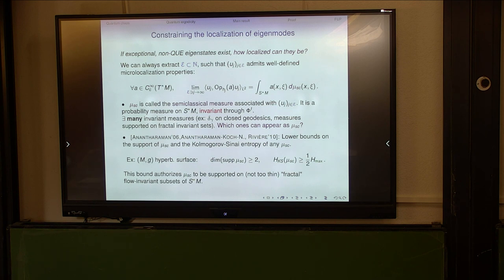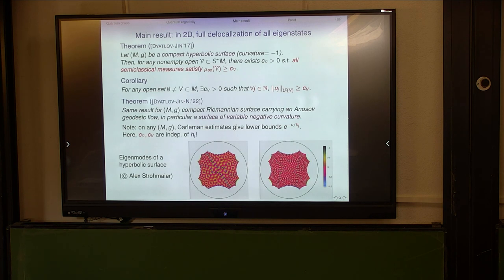Okay, so that's the result, and the more recent result was the one proved by Dietloff and Jean in case of constant negative curvature. Okay, and only in two dimensions. So this is only for surfaces, whereas the work by Alan Tarnan was negative curvature in any dimension. So the statement is that semi-classical measures must have full support.